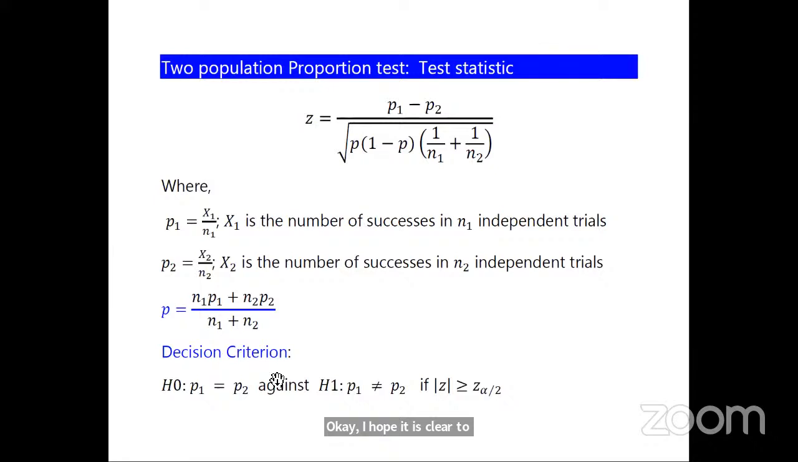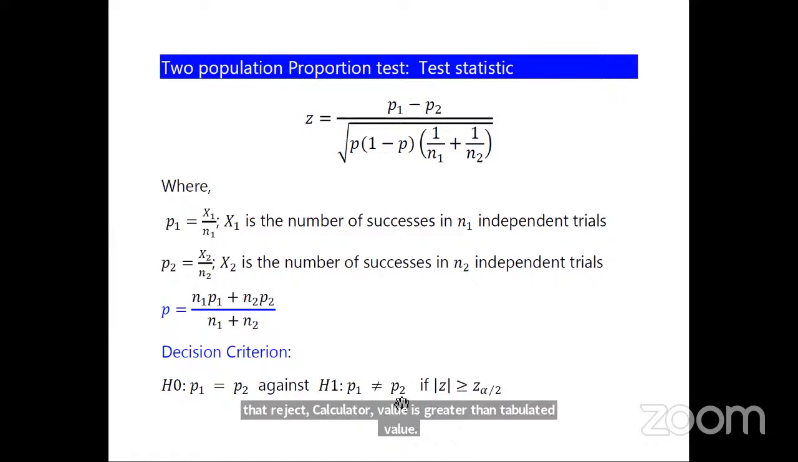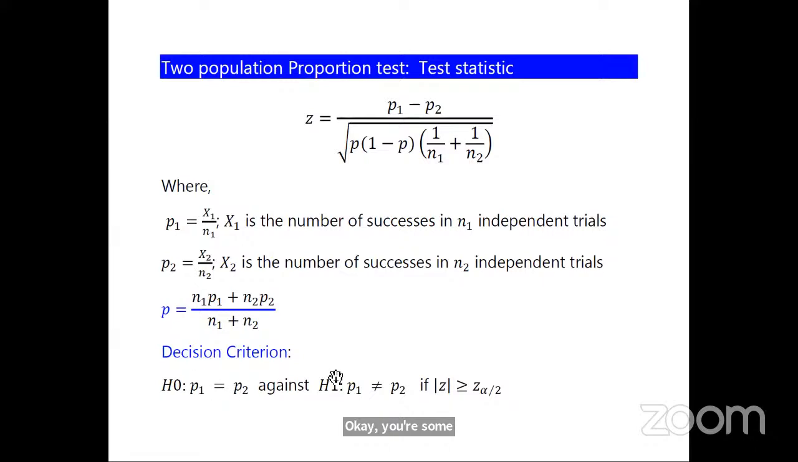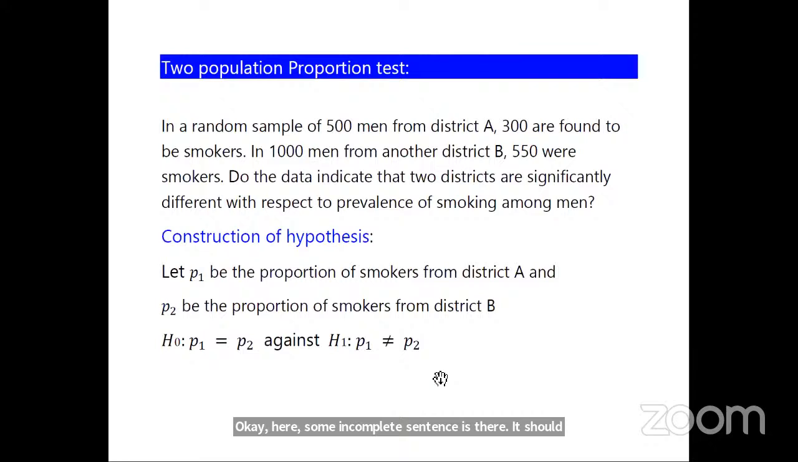Now the decision criteria is: reject H naught if mod Z is greater than or equal to Z alpha by 2. Generally everywhere this decision criteria will be same, that reject the null hypothesis if your calculated value is greater than tabulated value. Here some incomplete sentence is there. It should be reject H naught when this is true. All right. Now let's take an actual example.